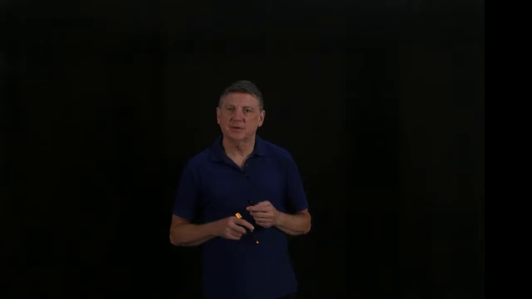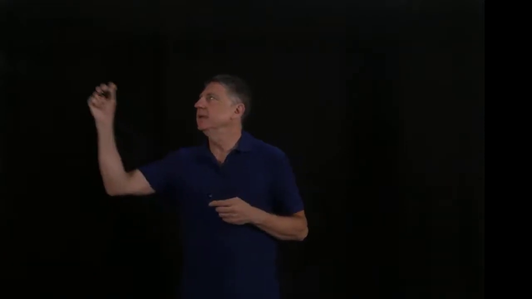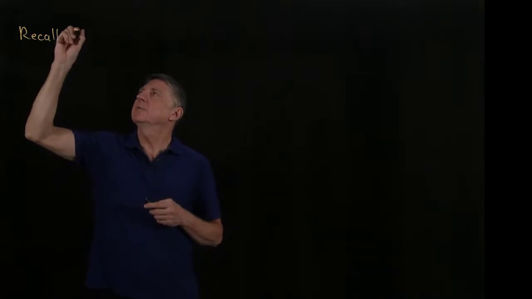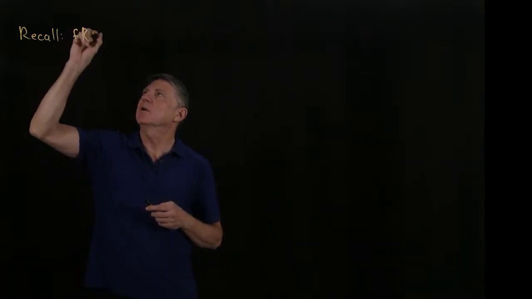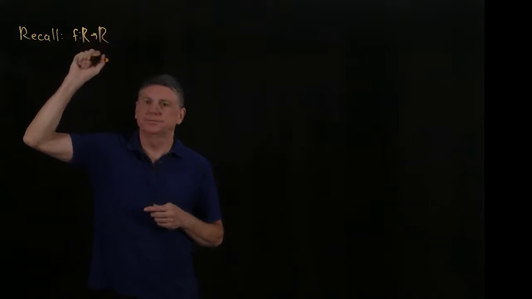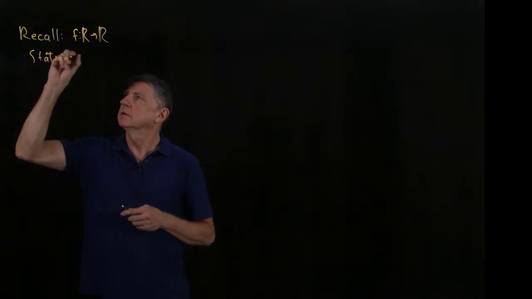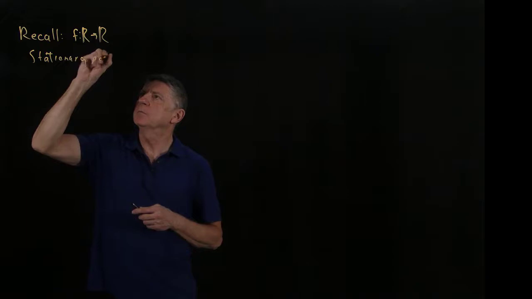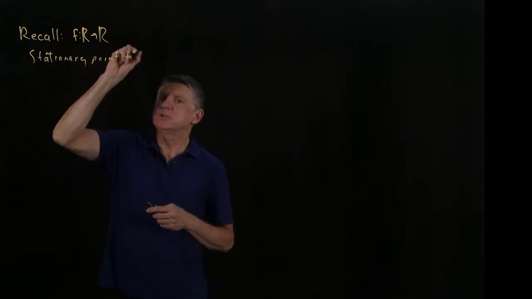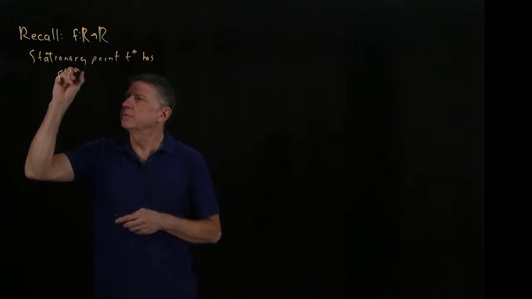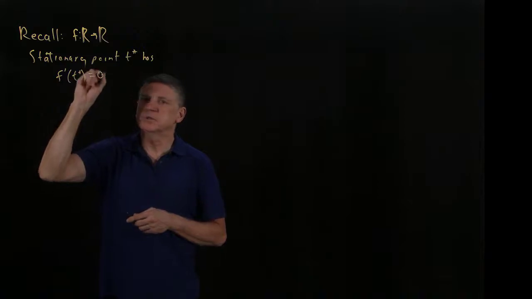Welcome. In this session, we'll explore stationarity of a function that has a vector argument. Let's begin by recalling scalar land. If we have a function that has a scalar argument and maps that to a real level, then a stationary point t, which we referred to as t star, has a first derivative at that point that's equal to 0.